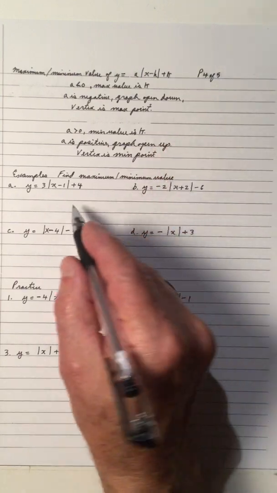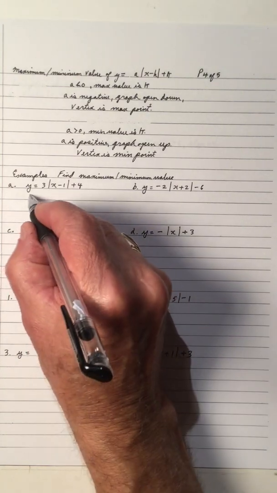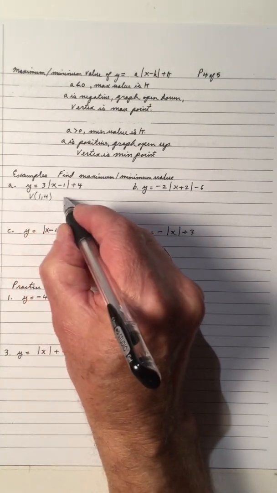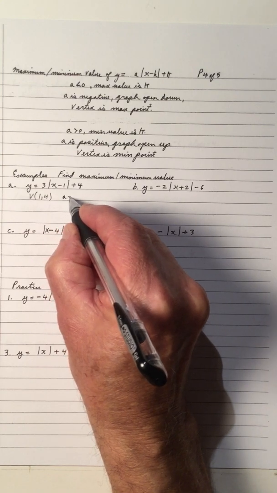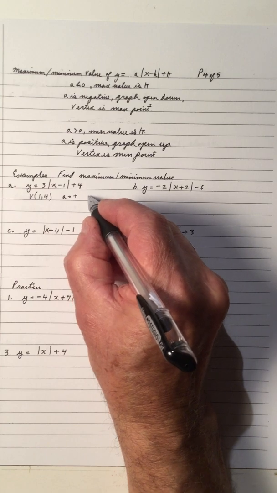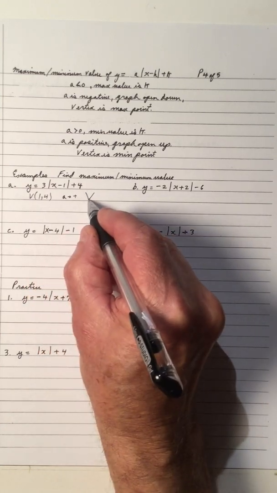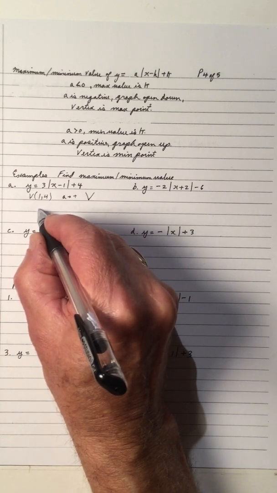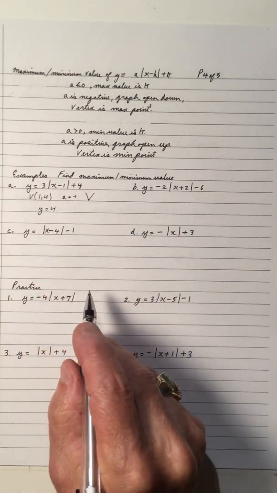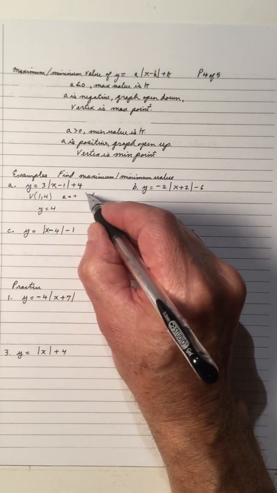Let's look at a few of these. Find the maximum or minimum value of each. The vertex is (1, 4). Notice that a is positive, 3. So because it's positive, it opens up. That means we have a minimum value. The minimum value is the y value of your vertex, so the minimum value is y equals 4. It's the lowest value of y in your graph.